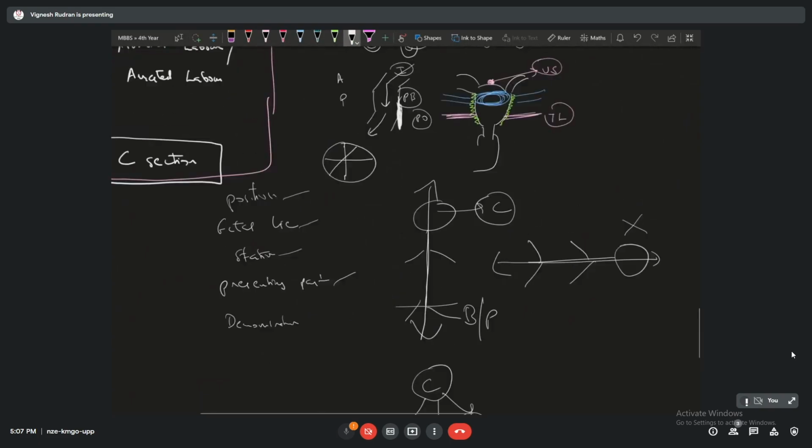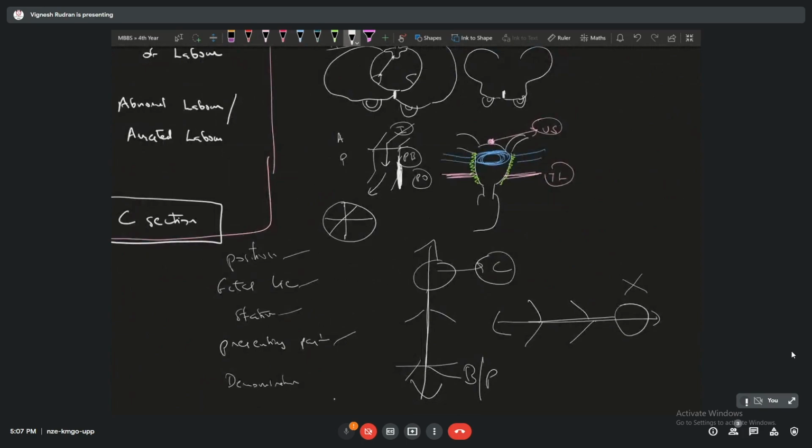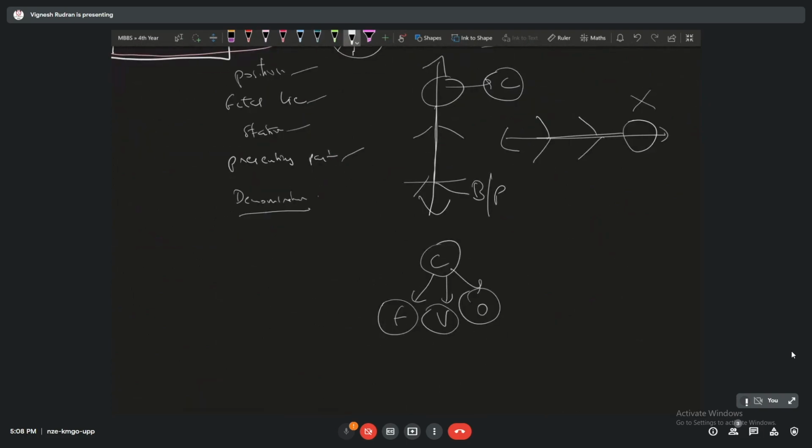Station is with relation to the pelvis. So is it at the pelvic inlet, pelvic brim, or the pelvic outlet? The most important landmark is the ischial spine. The interischial distance there is 9.5 centimeters. That is the narrowest place of the pelvis. So if the fetus crosses that area, then everything is fine.